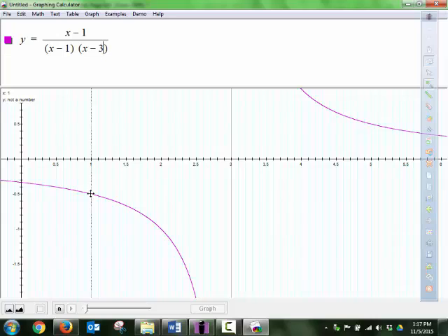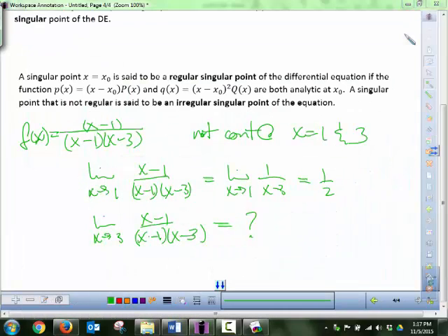But if I cancel it out, then I can get rid of that discontinuity. So that's called a removable discontinuity. If I can just drop one point on this graph to make it continuous, I can make it continuous right here. So that's the idea behind this regular singular point.